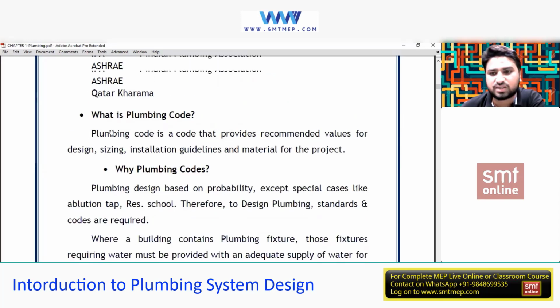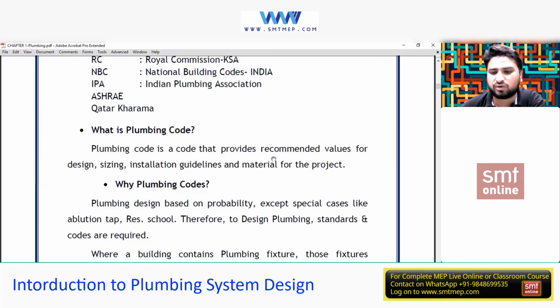Why do we need these kinds of codes? As I said, the plumbing code gives you recommended values based on their research or previous experience. It says this is perfectly fine for this application, for this number of people, for this region, for this material. Recommended values for designing, then sizing. Sizing might refer to pipe size or any number of things we are about to size. So sizing and installation guidelines.